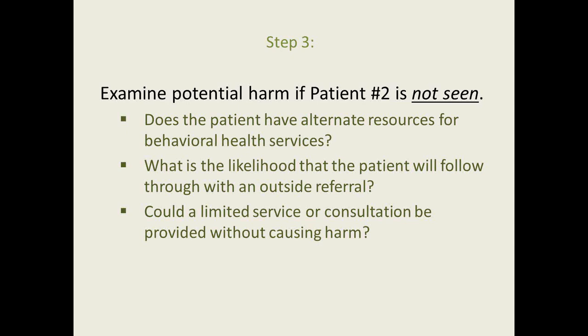All right. Now we're on step 3 of our matrix. So we've done step 1, which was assessing the current patient. We've done step 2, which was assessing her son in terms of the matrix. Now we're going to do step 3. The potential harm if patient number 2 is not seen. So if you remember, patient number 2 has developed debilitating anxiety and also has no health insurance. So in terms of alternate resources for behavioral health services, it sounds like those would most likely be somewhat limited.